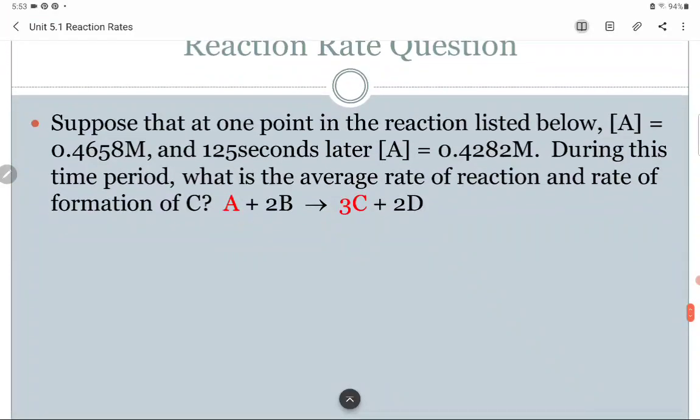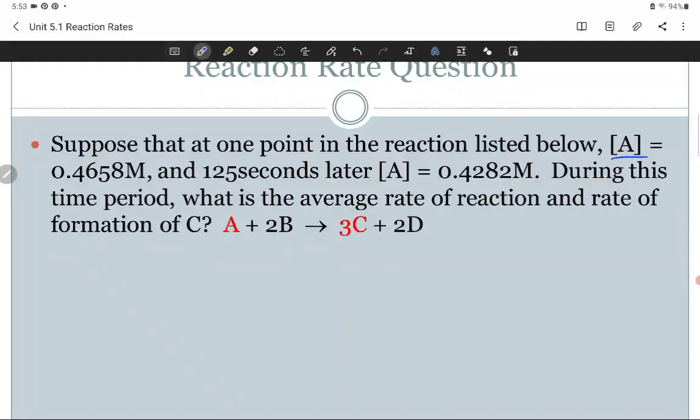Okay, next question. So we have a chemical A, and it had a certain molarity. And then at 125 seconds later, it has a new molarity. So what's the average rate? But it doesn't ask about A, it asks about C. Well, we can't do C until we do A. So how are we going to do that? So we have to do the change in concentration.